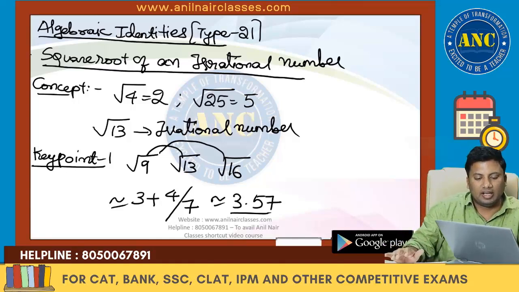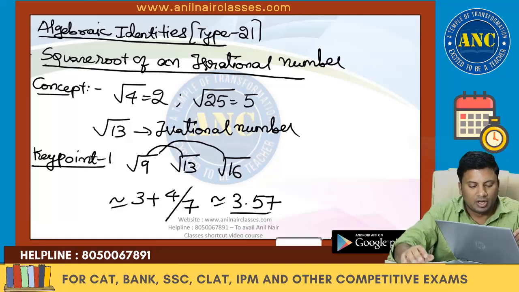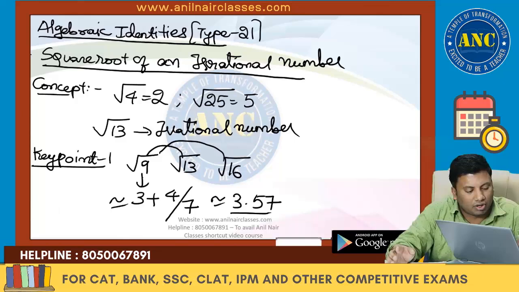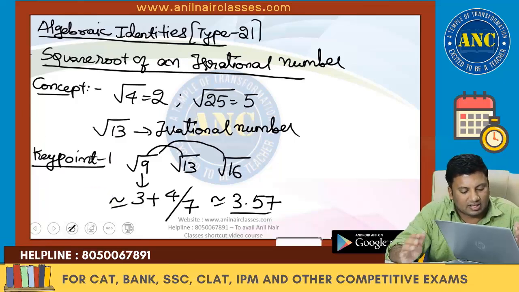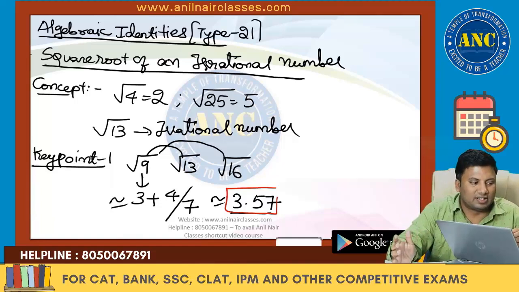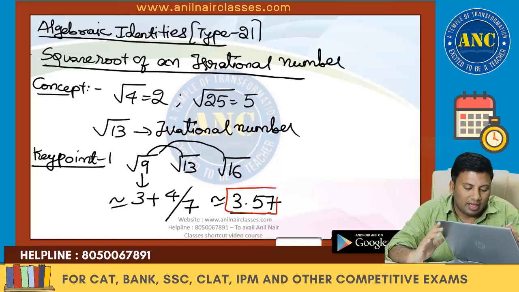I hope it is clear. Root 13 lies between root 9 and root 16. Root 9 is 3 plus, 13 minus 9 difference is 4, 16 minus 9 difference is 7. So the answer is approximately 3.57. Key point 1.